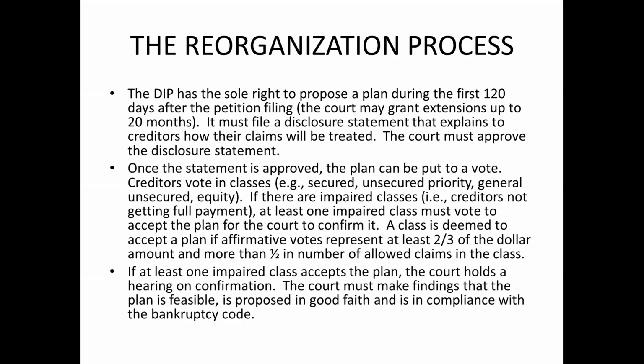But the way that you actually have to have a majority is, you have to have affirmative votes of at least 2/3 of the amount in a class. So if you have a class of claims of $1 million, you need at least $667,000 worth of those claims to vote in favor. And if you have 5 people in the class, you're going to need 3 of them to vote, because you need more than 1/2 in number. But as long as you can do that with one impaired class, you can get to the next stage, which is the court holding a hearing on confirmation.